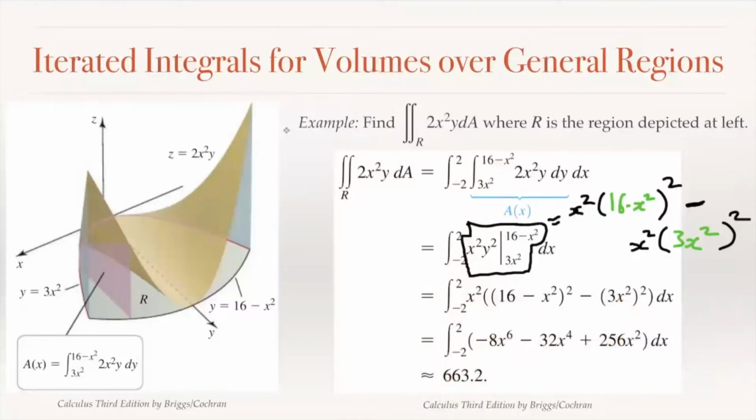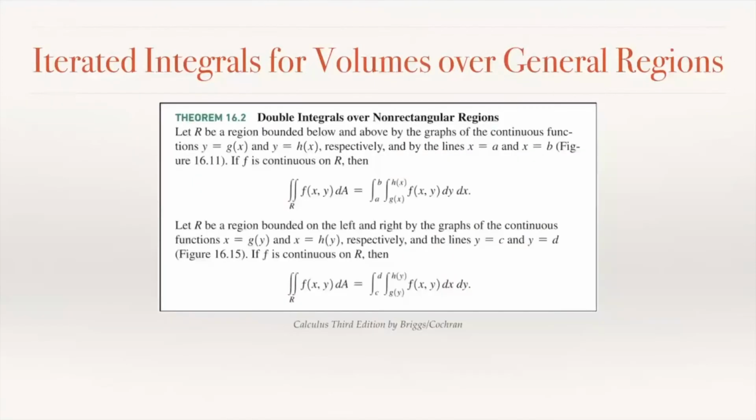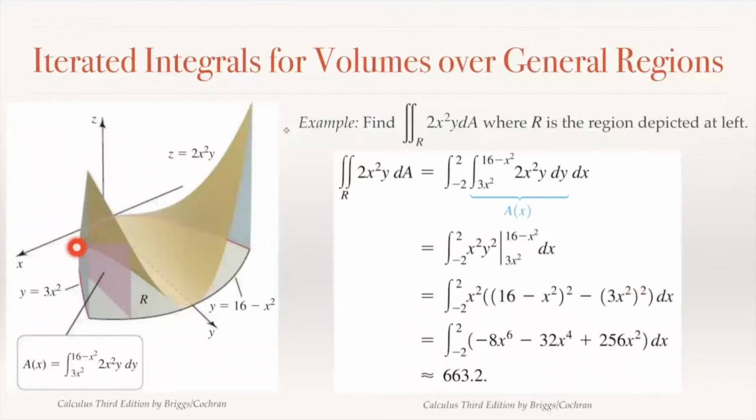Okay, so if you were comfortable with the integrals in 16.1, this isn't too big of a conceptual leap. It's just that now your bounds are not constants like a to b. They're possibly bounds of functions, like in this case, 3x squared up to 16 minus x squared. So this theorem really just says the setup for what we have done. I don't recommend memorizing this theorem at all. Instead, just think through it in the way that we did over here, imagining these slices and setting up the double integral.